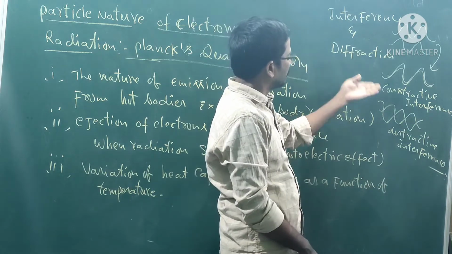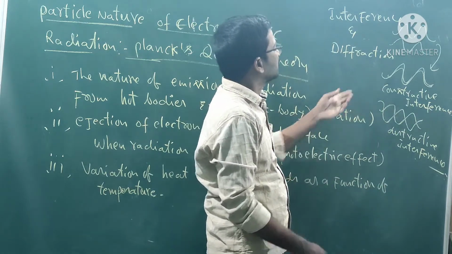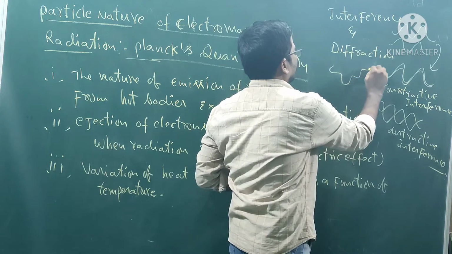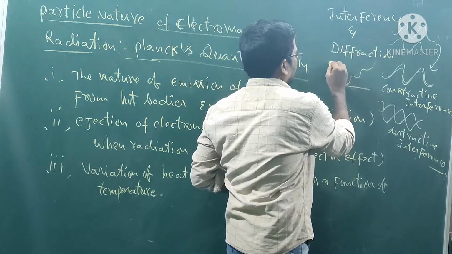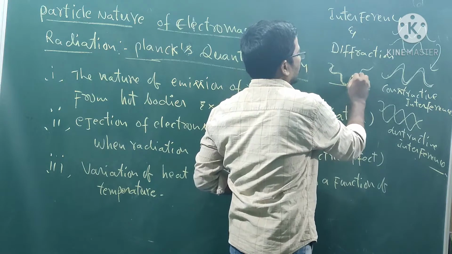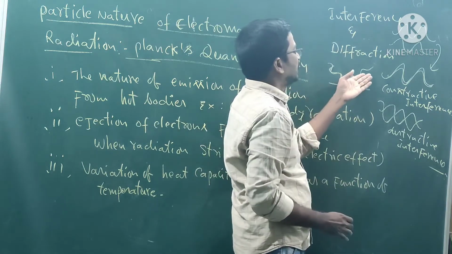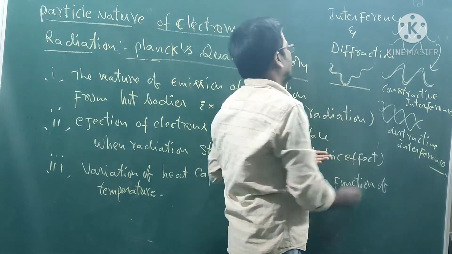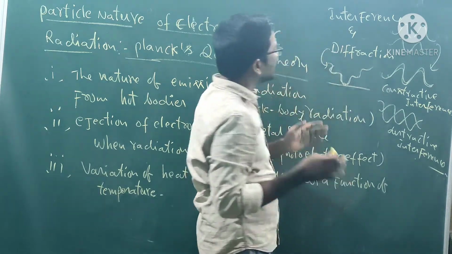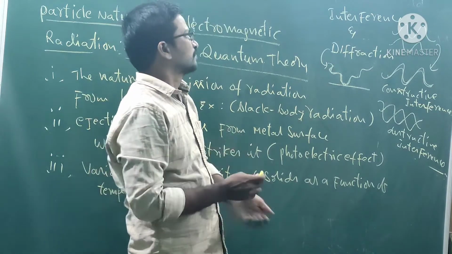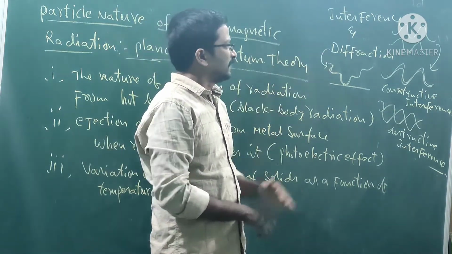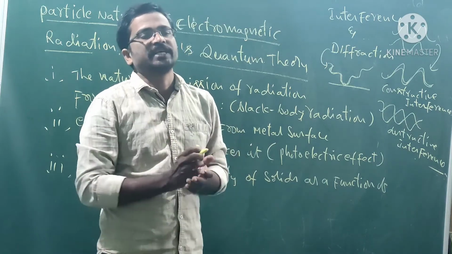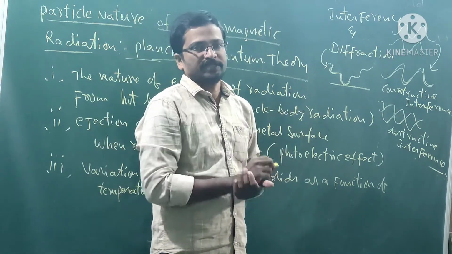Next, what is the meaning of diffraction? Diffraction means bending of light, bending of the wave. When it strikes any surface, it shows bending nature. Bending of light is known as diffraction. If any radiation shows interference and diffraction, then we call it that radiation has wave-like properties.